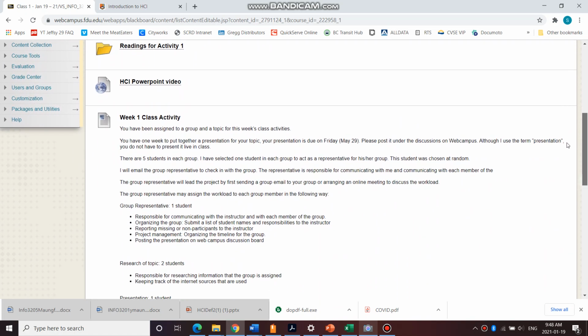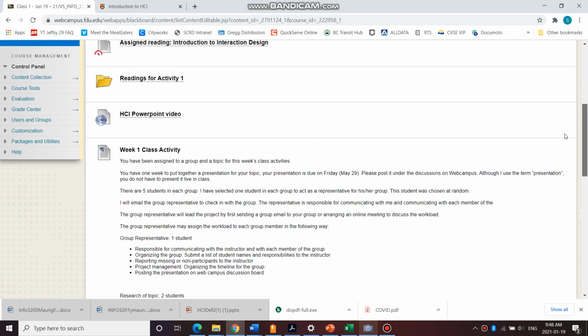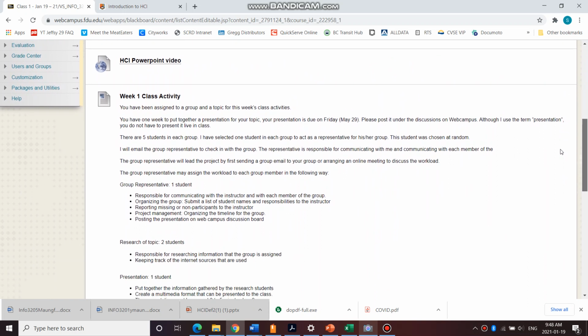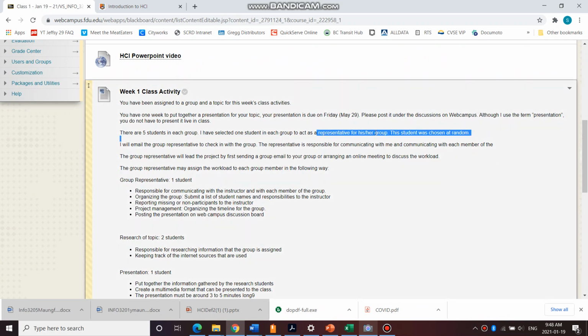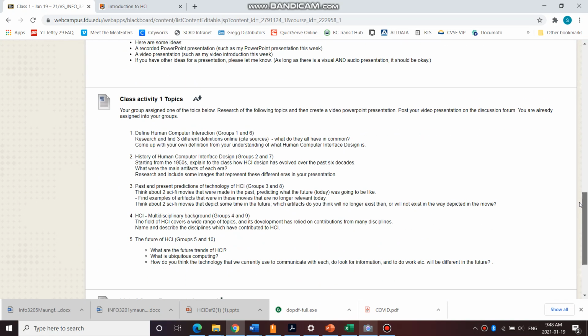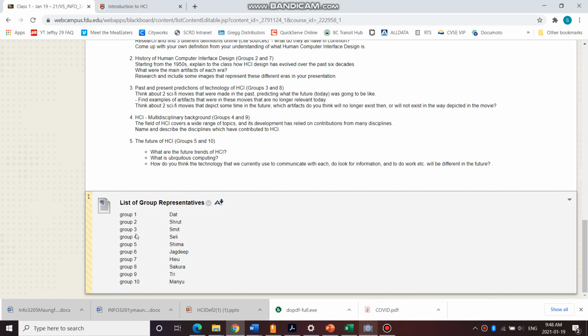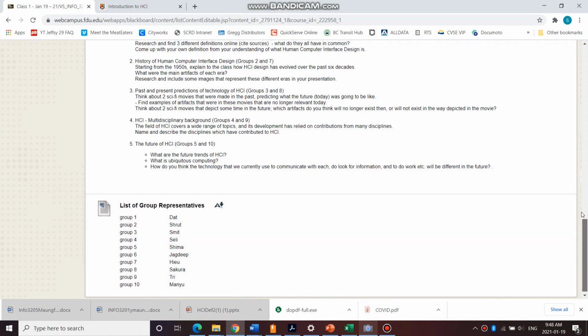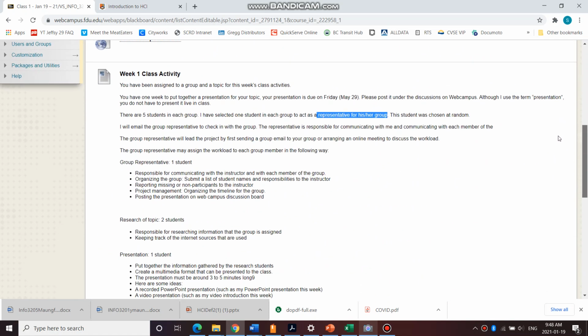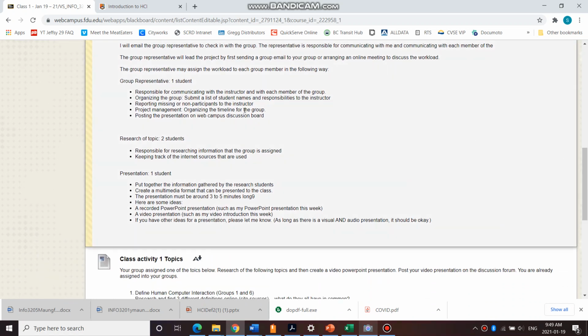There are 4 students in each group, and I have selected 1 student in each group to act as a representative for the group. This student was chosen at random. If you go to the very bottom, depending on what group you're in, you should be able to see the group number you're in. For each group I have assigned a group rep. The group rep has particular responsibility: communicating with me, the instructor, and with each member of the group. The group rep is like a group leader who organizes the group, gives the group direction, and communicates with me on behalf of the group.